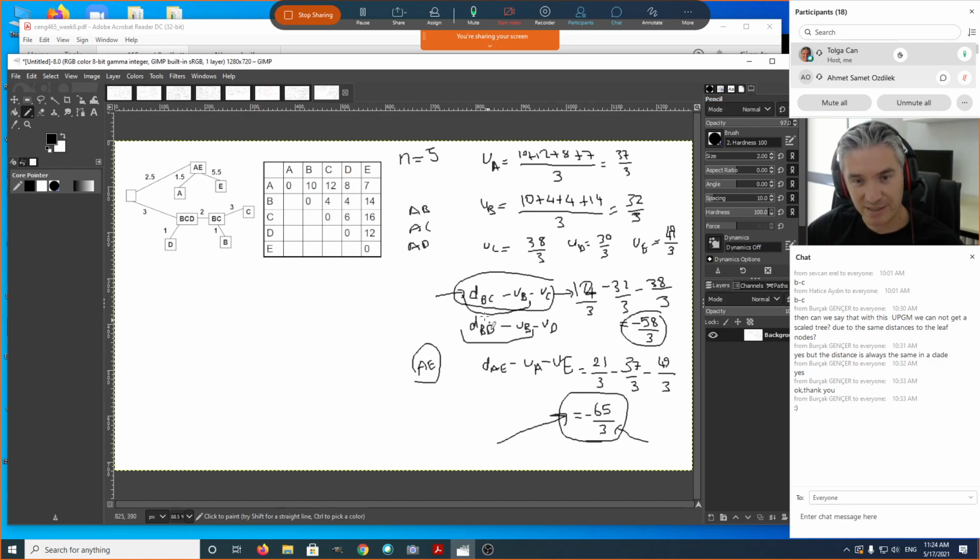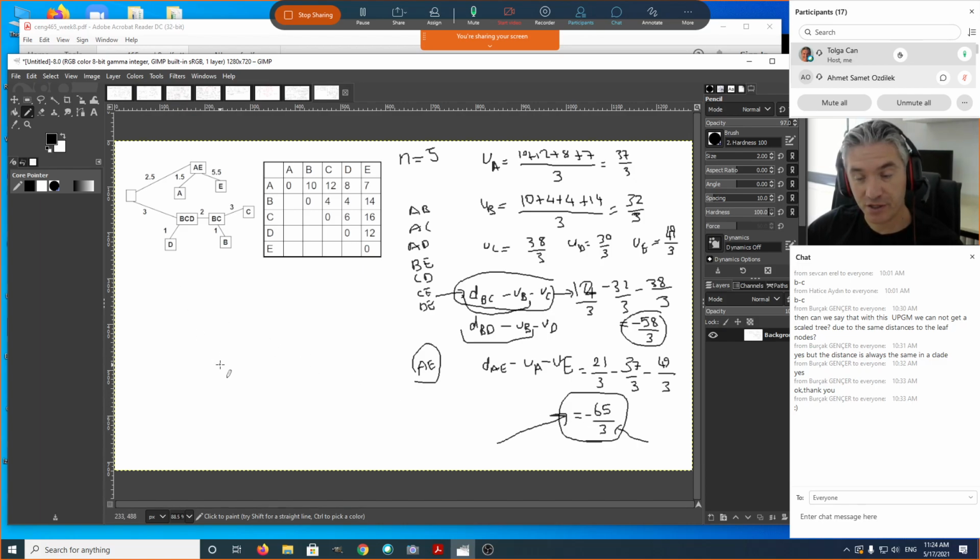We already looked at BC, BD. There is also BE, CD, and the other one CE and DE. So we have to look at all these other pairs too. But as I said, I believe this one will have the smallest. If you look at these measures for these pairs, none of them is going to give us a smaller value than this minus 65 divided by 3.